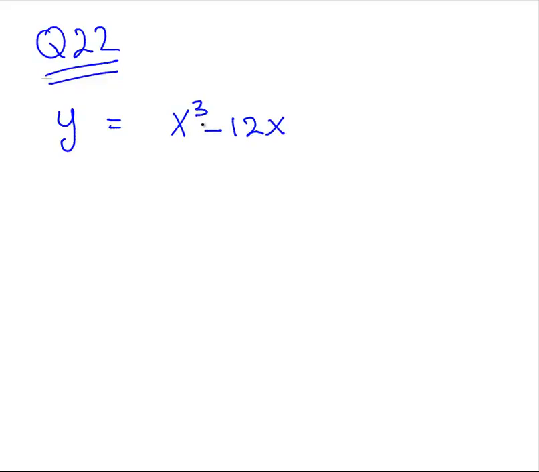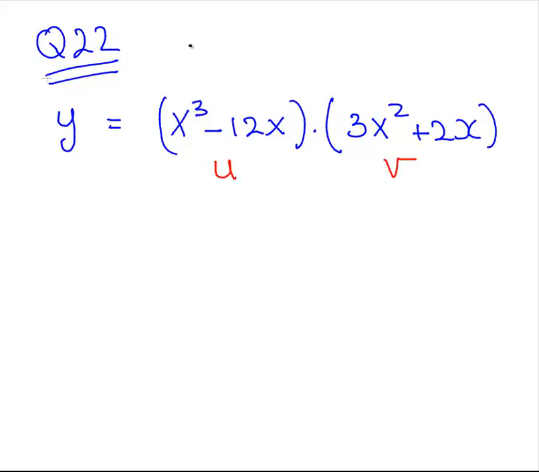Moving on, we'll just get through these all. So this is 22. Let's have a look at this one. Again, something similar here. F of x, and actually, sorry, I'm going to use y still. Just keep it y for this entire thing. This is x cubed minus 12x, times 3x squared plus 2x. Again, we're going to let this equal u and that equal v.